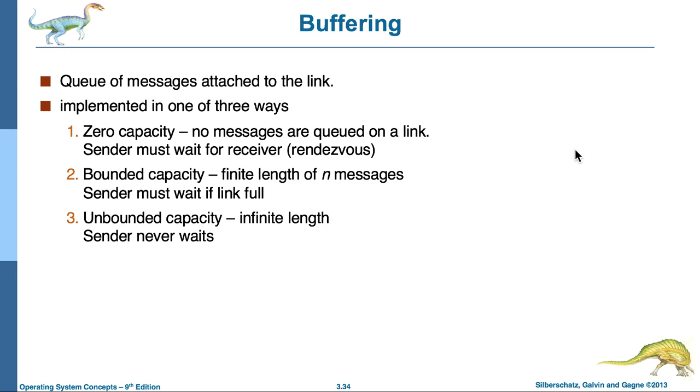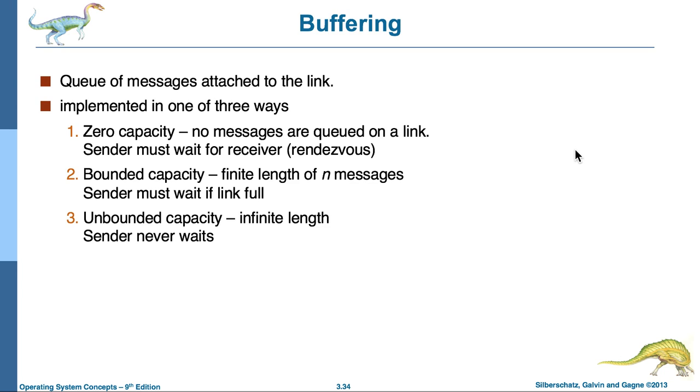When we look at the next attribute of IPC using message passing, the next element here is buffering. So of course, with message passing, you're putting messages likely into a queue, and the queue is attached to the link, and the queue can be implemented in one of three distinct ways.